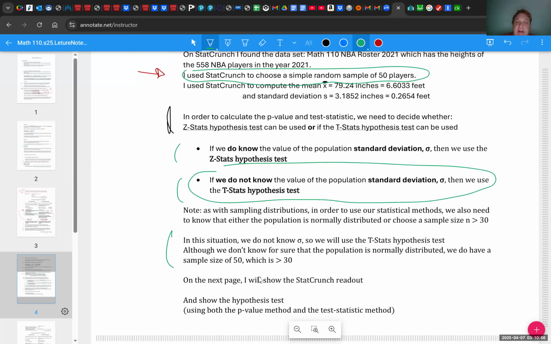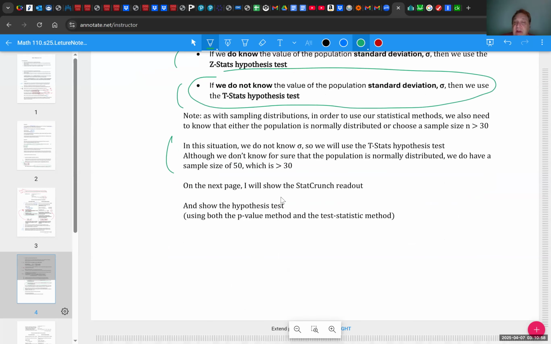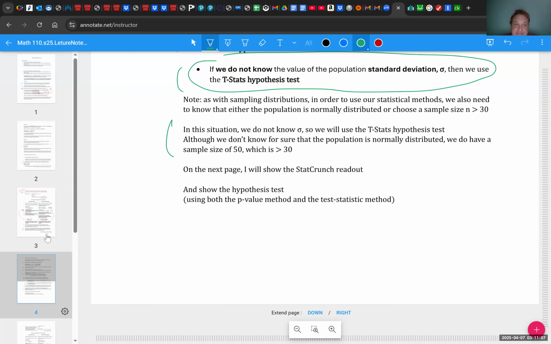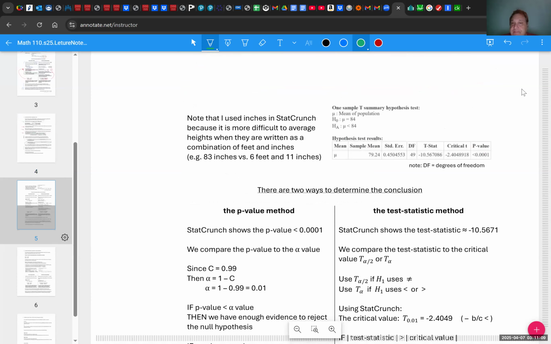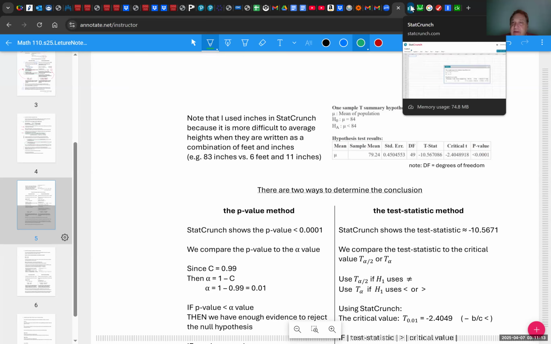Okay, so I'm going to do it on the next page. I'm going to show you the StatCrunch readout and the hypothesis test. And of course, we'll show you both methods using the p-value method and the t-statistic method. All right, here we go. All right, so this is the readout. I'll show you how you get the readout.